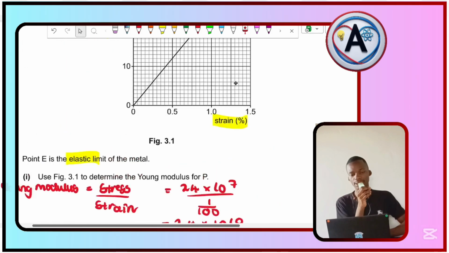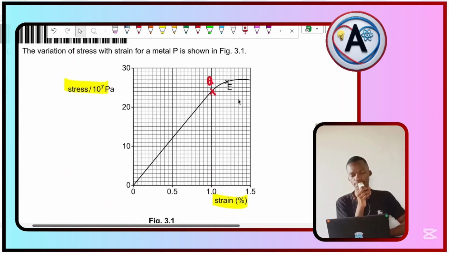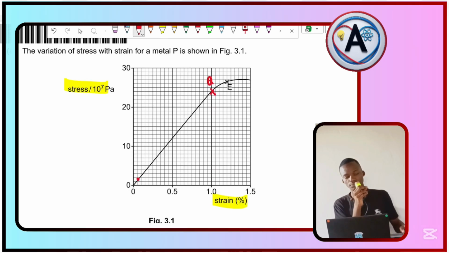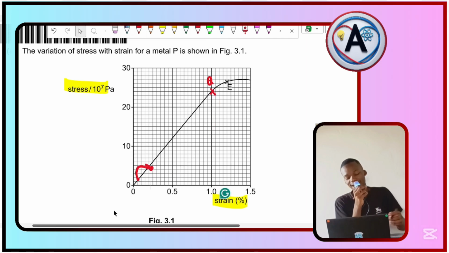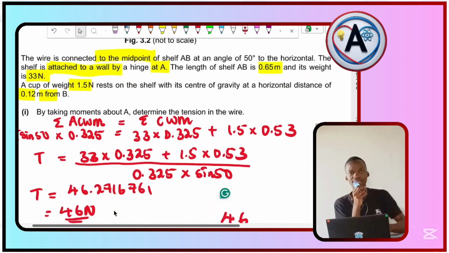So if I go on my graph here, this is my graph 3.1. This is my elastic limit. And my stress is 1.5, somewhere over here. So if you were to double, it's basically going here. Have I reached this elastic limit, guys, just by doubling the stress? I haven't. I haven't reached that elastic limit.